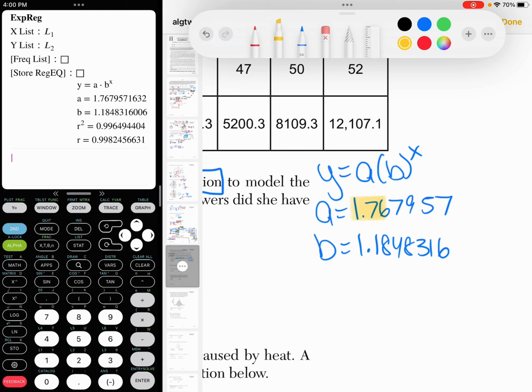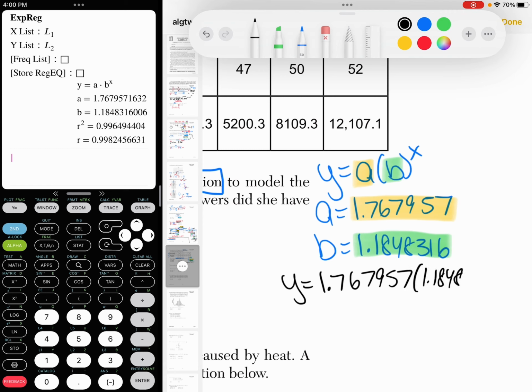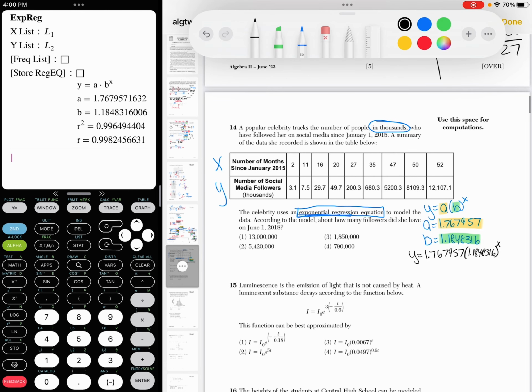So A is this number. That means in your equation format up top, I'm going to plug that number in for A. This number is B. I'm going to have to go up here and plug it in for B. So your equation is going to end up being Y equals, I'm plugging in this A number for A, times B, which is this number, and that is raised to the X. So that is my equation. That was kind of like the part A to this question.